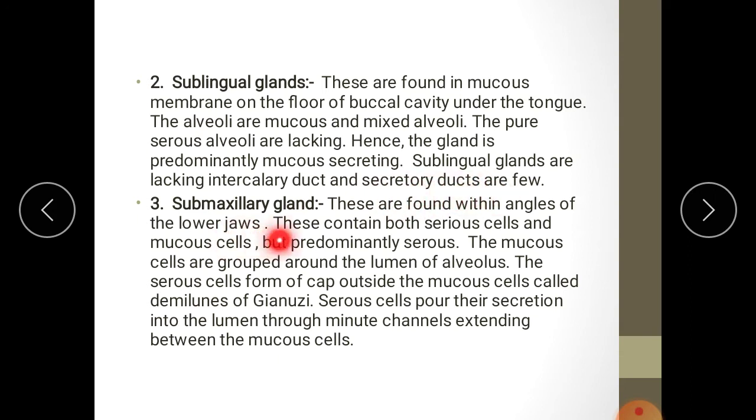And the submaxillary or submandibular gland. These are found within the angles of the lower jaw. These contain both serous cells and mucous cells, but predominantly serous, meaning not mucus producing. The mucous cells are grouped around the lumen of the alveolus. The serous cells form a cap outside the mucous cells called demilunes of Giannuzzi. Serous cells pour their secretions into the lumen through minute channels extending between the mucous cells.